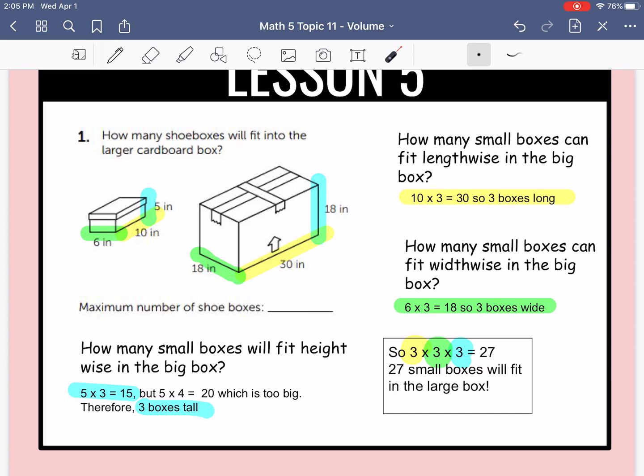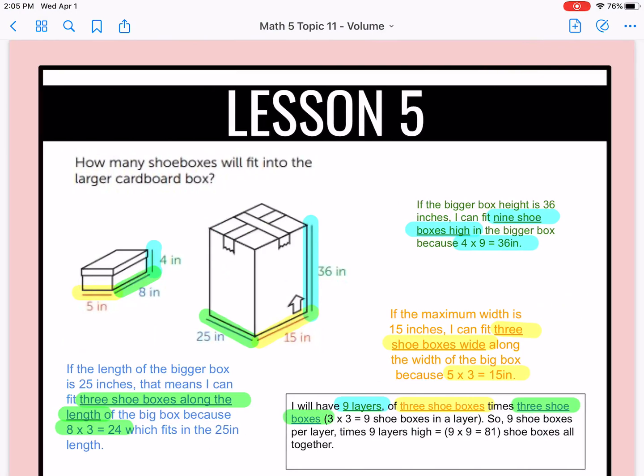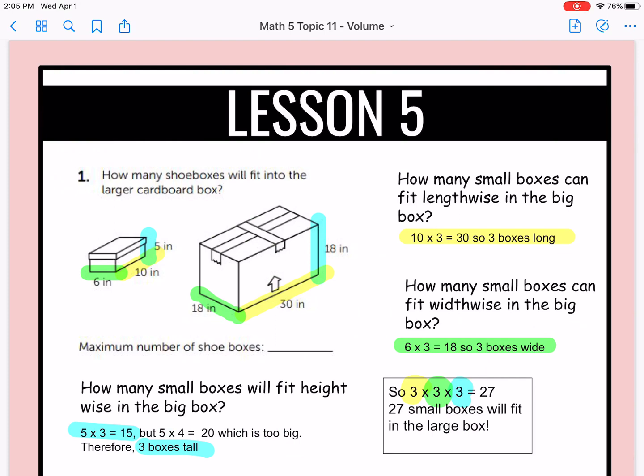Not quite as much as the last example. This one held 81, but you can see it's really, really tall. This one, while it is a little bit longer, is much shorter, and we're only going to fit 27 boxes in here.